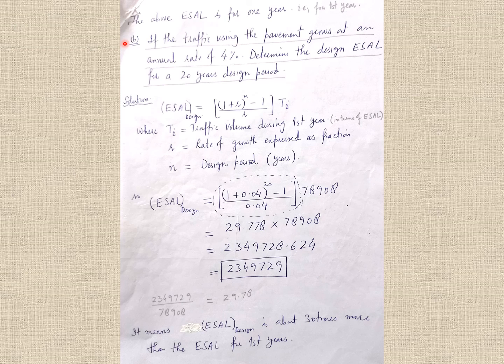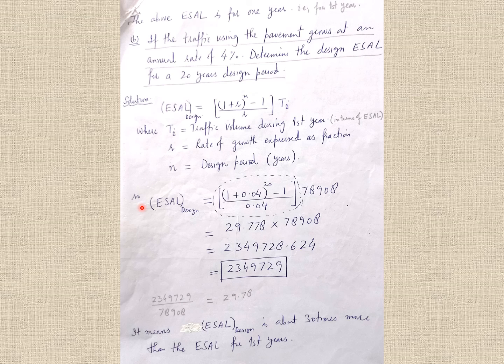If the traffic using the pavement grows at an annual rate of 4%, determine the design equivalent single axle load for a 20-year design period. So for the solution of the second part, you will have to use this formula, that the design equivalent single axle load is equal to this multiplied by T sub 1. And in this formula, T sub 1 is the traffic volume during the first year in terms of equivalent single axle loads. We have already determined that. And r is the rate of growth expressed as a fraction. And n means design period in years.